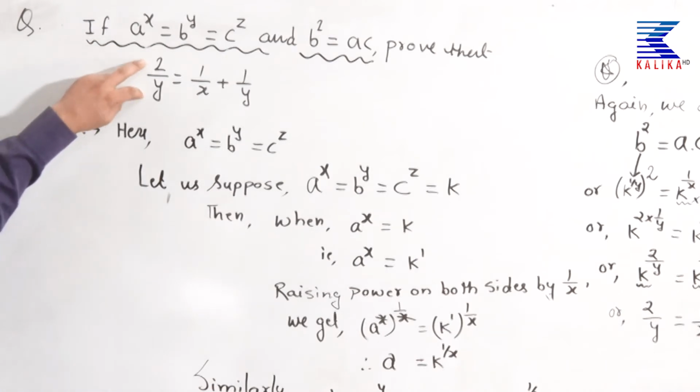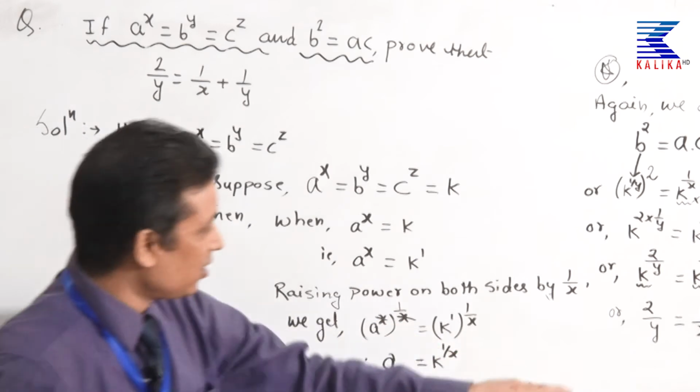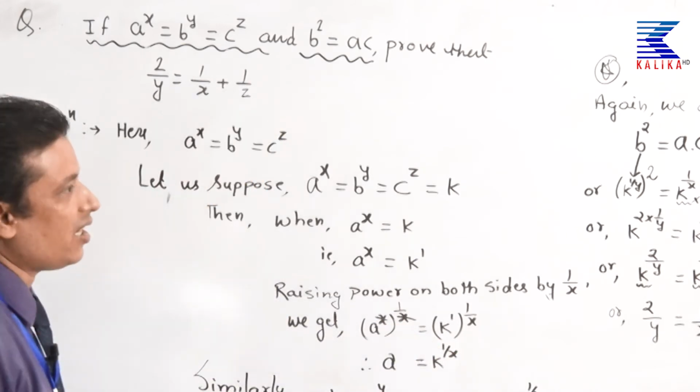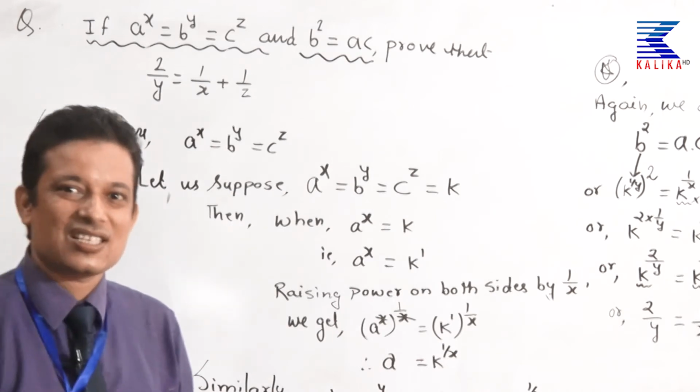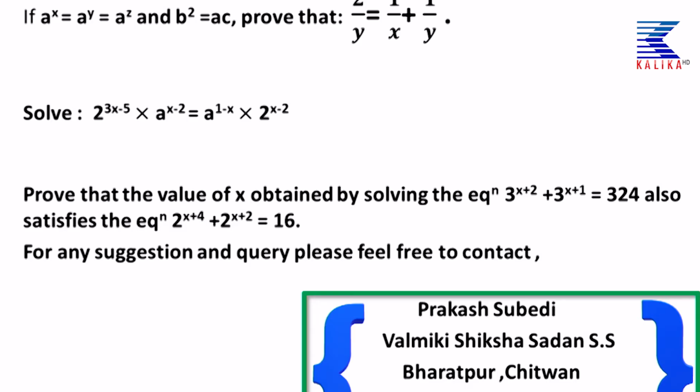2 over y is equal to 1 by x plus 1 by y. Sorry, I copied a little wrong question here. It should be 1 by z, you can see once in the slide, otherwise you may be confused. Just a second, let us have a look in the slide.